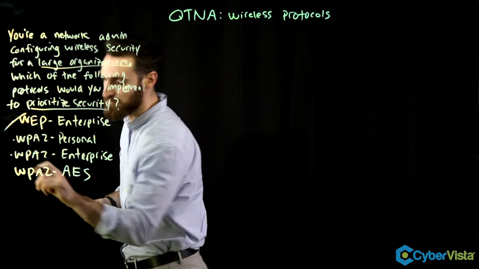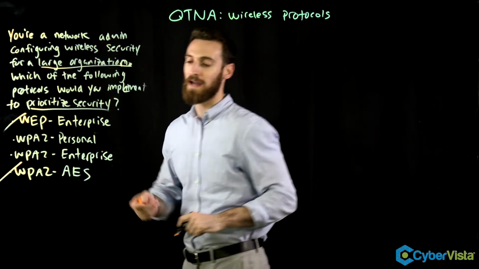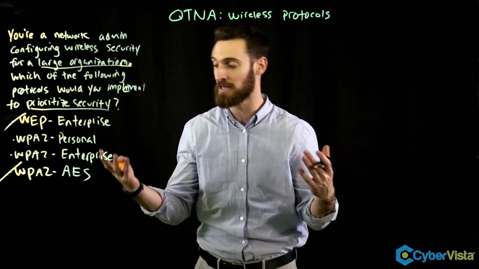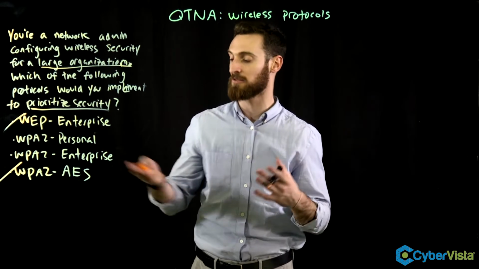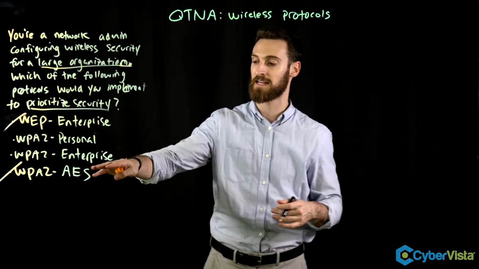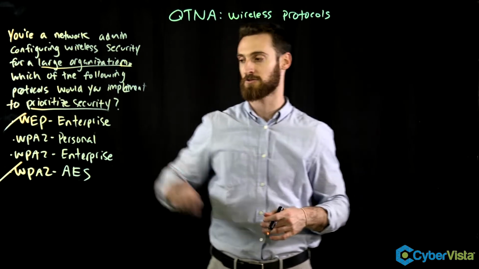But the problem is this one doesn't make any sense right here. Why? Because AES is actually the encryption algorithm that supports WPA2. Well, technically CCMP, but CCMP is a child algorithm off of AES. But again, this is not a mode or configuration setting, so these two are better answer choices. So we have personal versus enterprise mode.